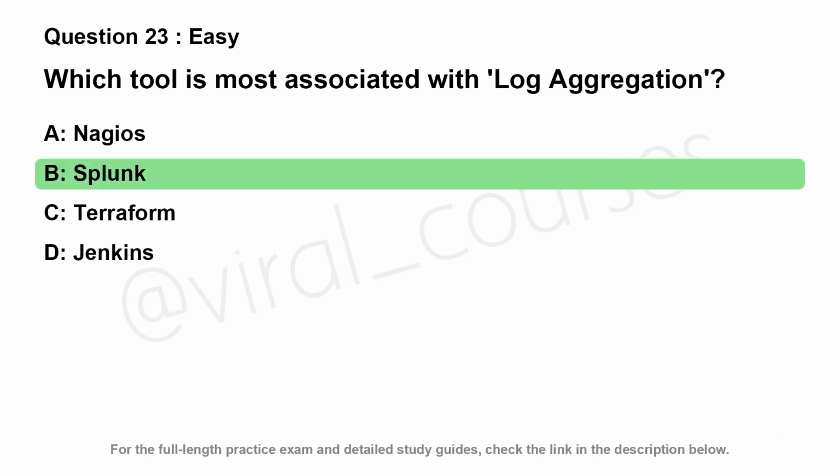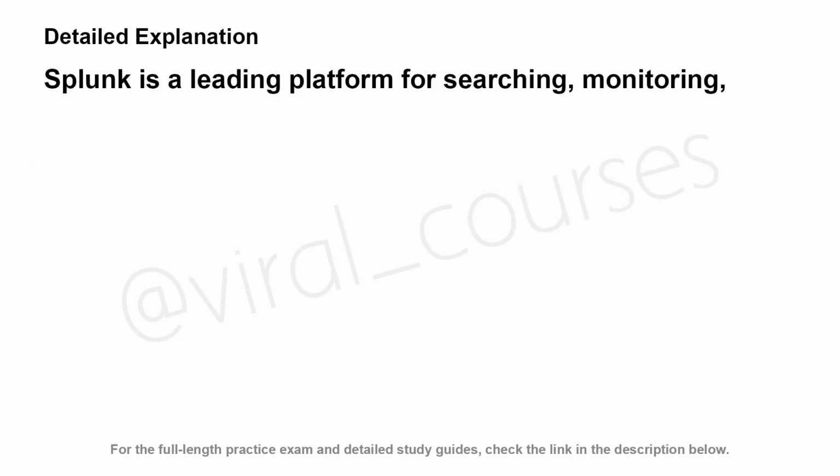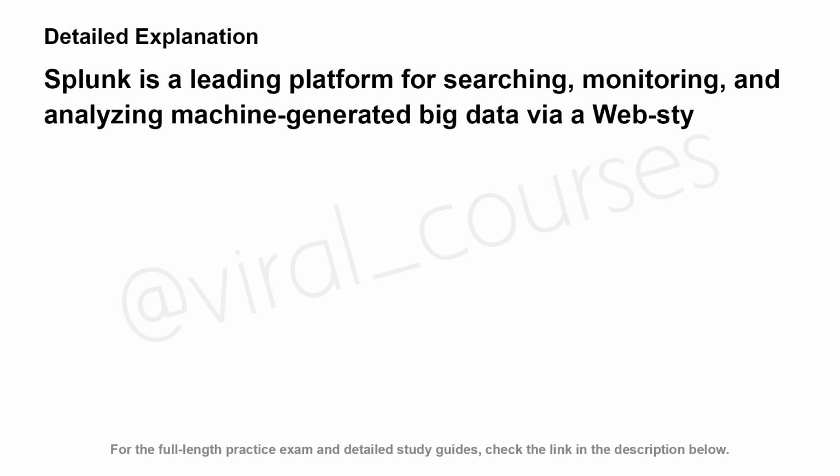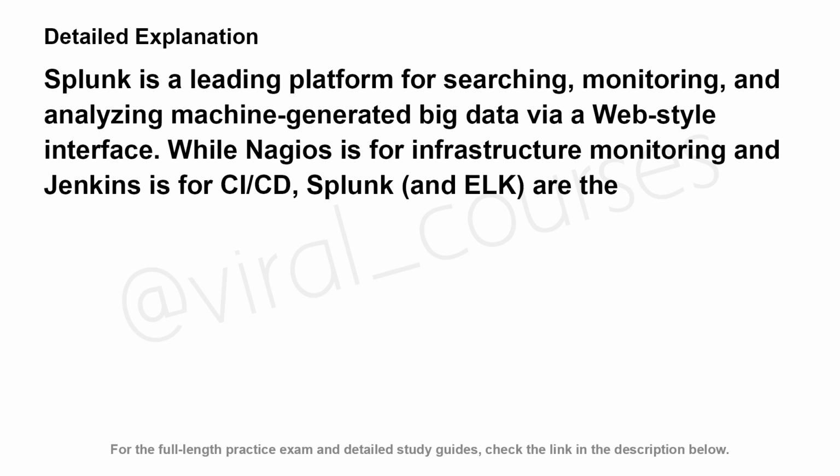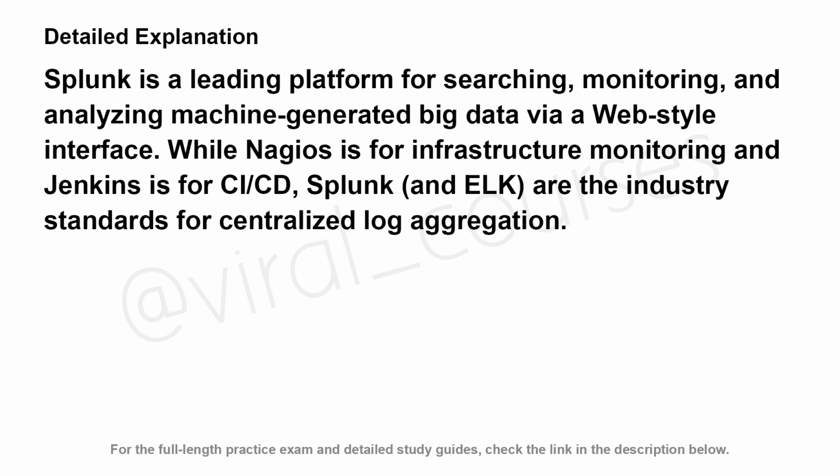The correct answer is B. Splunk is a leading platform for searching, monitoring, and analyzing machine-generated big data via a web-style interface, while Nagios is for infrastructure monitoring and Jenkins is for CI/CD. Splunk and ELK are the industry standards for centralized log aggregation.